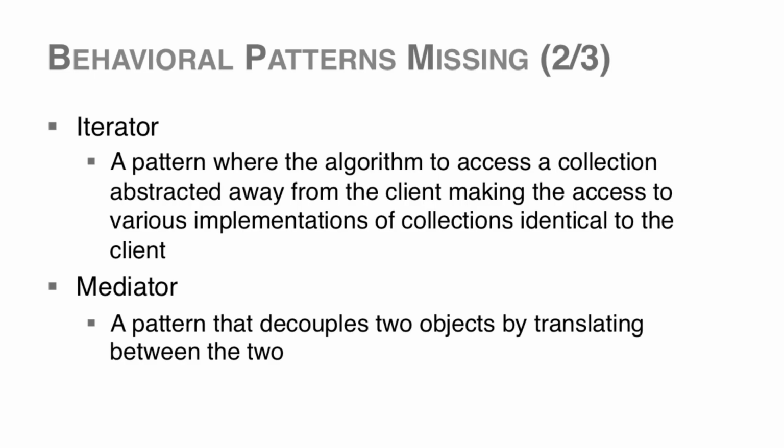The iterator is a very commonly used pattern. It's a pattern where the algorithm to access a collection is abstracted away from the client to make it easy to access various implementations. So, for instance, you can access a tree structure the same way as you do a linked list or an array. The mediator is a pattern used quite often in user interfaces, and you have actually patterns that are built up around that, things like model view presenter and so on, where the model and the view is being mediated by the presenter.